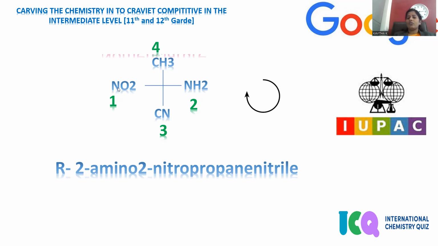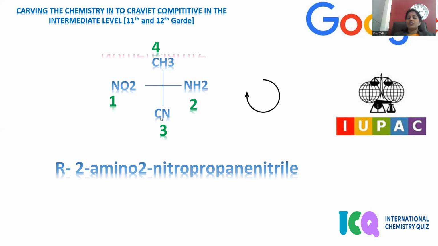After going to the highest atomic number, if both are the same, move on to the second atom attached. The second atom attached will be oxygen. The second atom attached will be hydrogen. Obviously, NO2 will get the higher priority over NH2 because the second atom's atomic number plays a role. So NO2 will be designated with 1, NH2 with 2, and then CN and CH3.